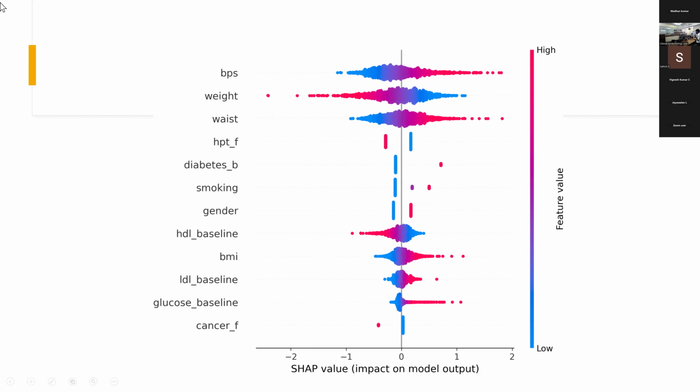And this is the SHAP value curve, which signifies what exactly had major contribution to the machine learning algorithm. If the curve is wide, it means that the majority of the final prediction value depended on this predictor variable. Here we could see the widest parameters were blood pressure, weight, and waist circumference, with some contribution by HDL at baseline. So these were the four features which had actually contributed to the risk prediction of the LR model.